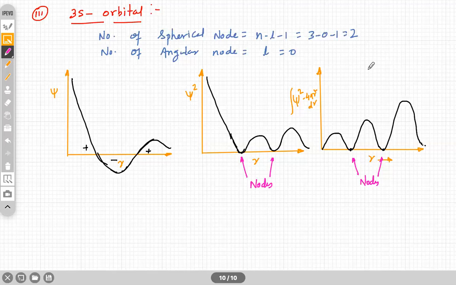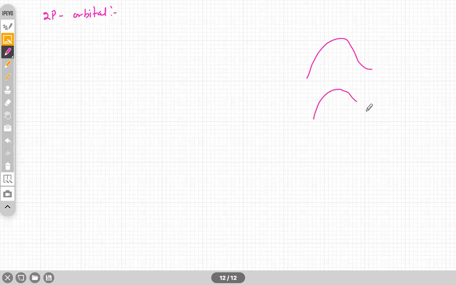Okay. Now, a few facts here you should know. Suppose we have a 2p orbital. We won't draw the graph here; if you want, you can draw it. It is a mountain like this. Psi comes like this, psi square also like this, and probability also like this. Because it has only angular nodes, which we cannot represent here, we won't draw the angular node.